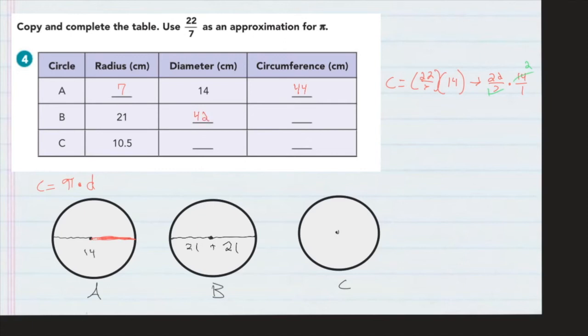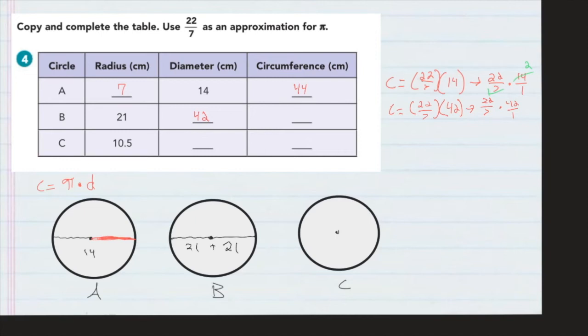And to find the circumference, we do what we did previously. Circumference is equal to pi, represented by 22 over 7, times the diameter, which is 42. Change them both into fractions. See if you can cross reduce.